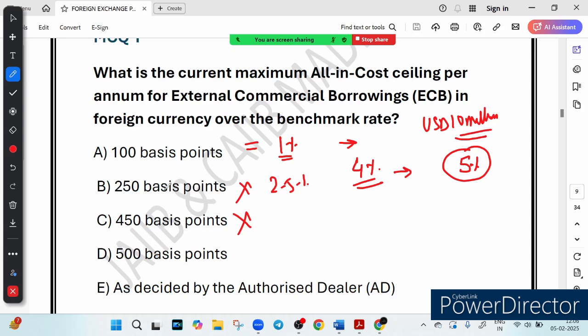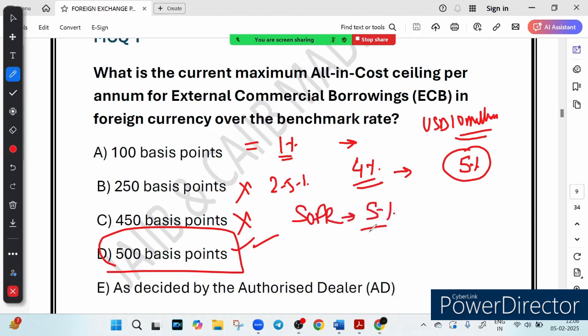Option D says 500 basis point. Yes, this is correct, right? As per RBI guideline, the all-in cost ceiling for foreign currency ECB is 500 BPS above the benchmark rate. So this limit helps balance affordability for the borrower and attracting foreign lenders. Let's take an example. Suppose the SOFR benchmark rate is 5%. Then under a 500 BPS ceiling, an Indian company can borrow at a maximum rate of 10%. How does 10% come? 5% is the benchmark plus 5% is the extra, right? So 10%. So RBI allows a maximum ceiling of 500 BPS for foreign currency ECB.